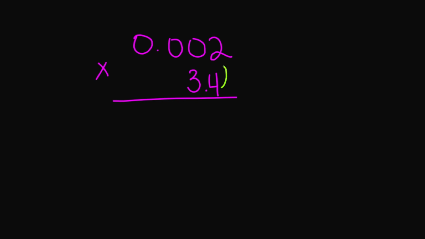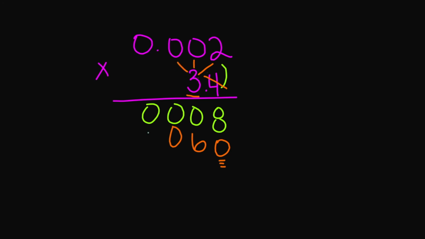Let's try 0.002 times, let's try 3.4. 4 times 2 is going to be 8. Write my 8. 4 times 0 is 0. 4 times 0 again is 0. 4 times 0 again is 0. Now we're working right here in the tens place, and I'm going to no longer need this 4 anymore, and I'm going to go ahead and fill in my placeholder. So 3 times 2 is 6. 3 times 0 is 0, 3 times 0 again is 0, and 3 times 0 again is 0.